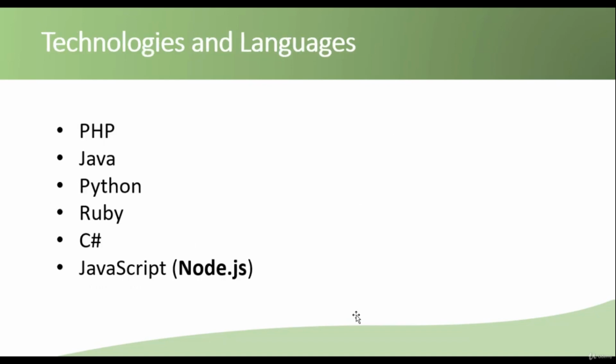Now, what languages and technologies can we use at the backend of a website? There are a bunch of technologies and languages that we can use to write the backend of our website, like PHP, which is one of the oldest and most popular technologies. Next, Java, Python, Ruby, C# and JavaScript, which is Node.js, which we are going to use in this course. These are some of the most popular technologies that we can use at the backend of a website, but in this course we are going to use Node.js, or JavaScript, as the backend of our website.